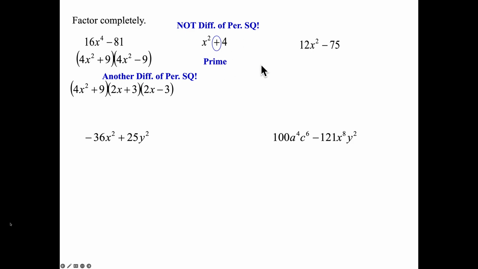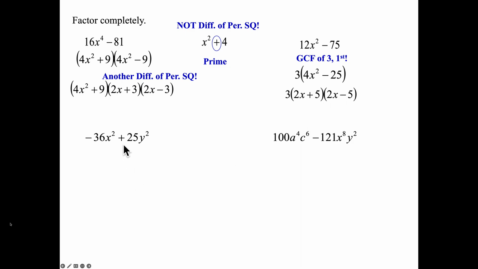It's prime. 12x squared minus 75. Wait a minute. These aren't difference of perfect squares, but there's a GCF of 3. Let's take out the 3 first. You have 4x squared minus 25 in the parentheses. This is a difference of perfect squares. So we'll put the 3 on the outside. We'll have a 2x plus 5 and a 2x minus 5.